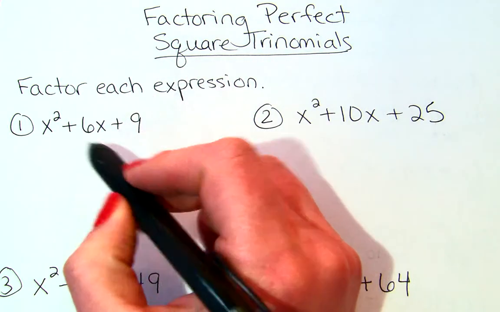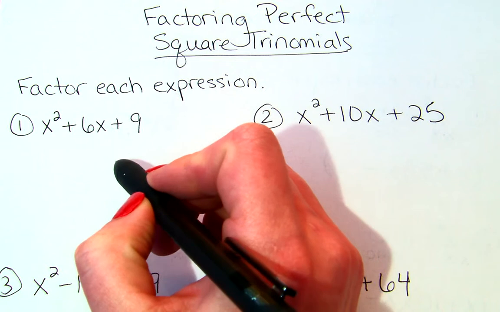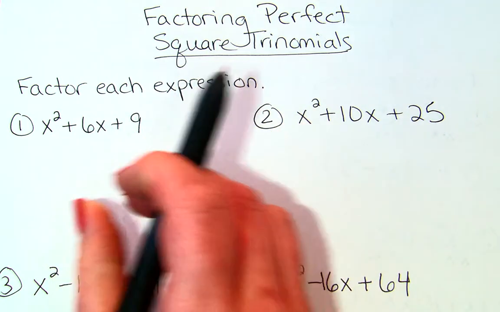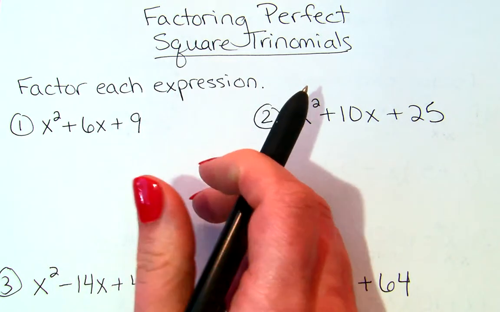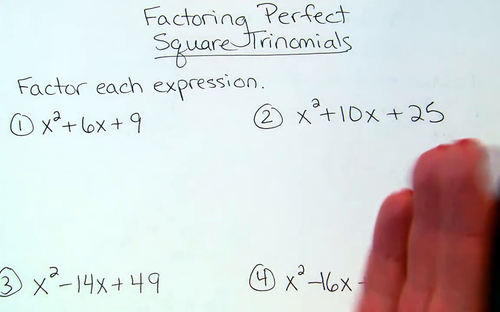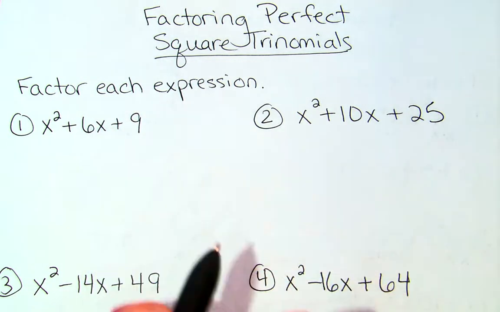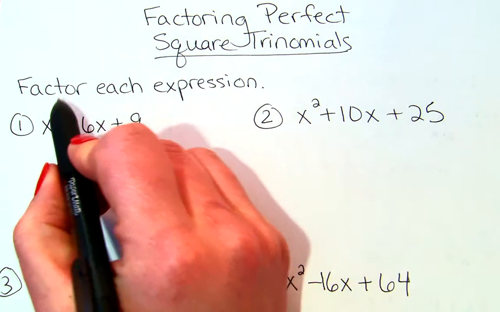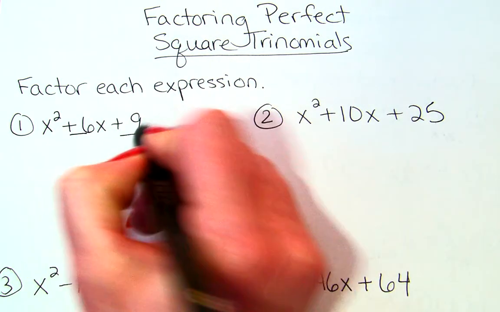And so when we are factoring, the only thing that's going to change in this example is we're going to wind up with two identical factors, which means I can rewrite it using an exponent. So we're going to see what that looks like after we go through the same exact process. So to factor each expression, we're going to start with the sum and product.